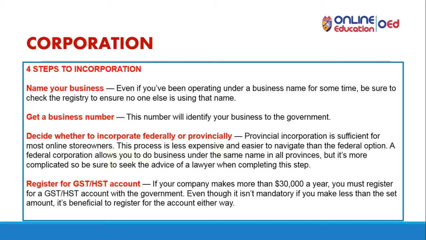So the third step is a bit complicated, so it is better to seek a lawyer if ever that we are going to decide whether our corporation is federally or provincially. And then next one, register for GST or HST account. If your company makes more than 30,000 a year, you must register for a GST or HST account with the government. Even though it isn't mandatory if you make less than the set amount, it's beneficial to register for the account either way. So GST and HST, we are going to talk about that later.